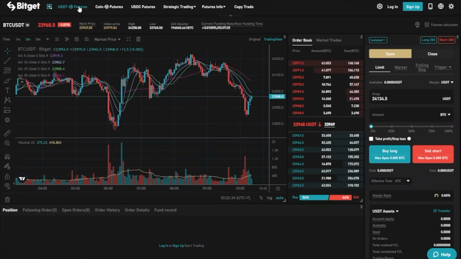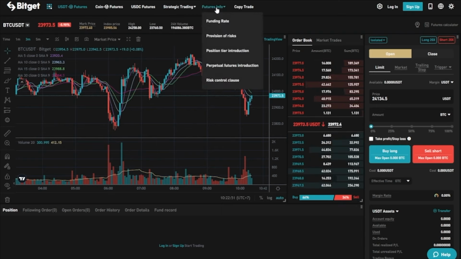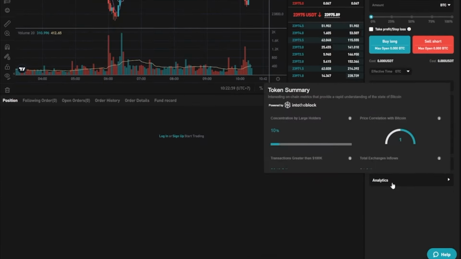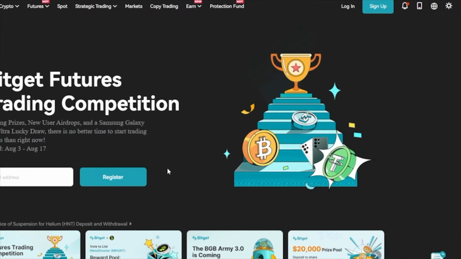So at the top here, you can see that we have different variations of futures that you can trade with based on your preference. We also have strategic trading, which will have spot, grid trading, and futures. And then we have lots of info, and this is a beautiful thing about this exchange. There's just so much data and info that you can look at and really get a good grip of what's happening in the market. So how do you get started in this exchange?